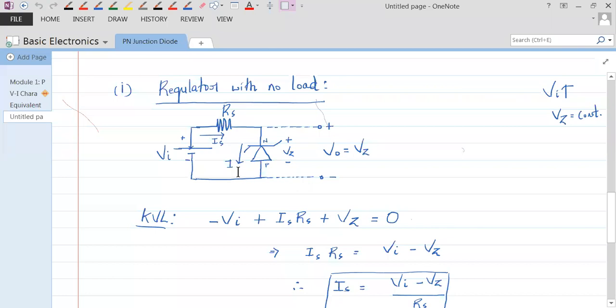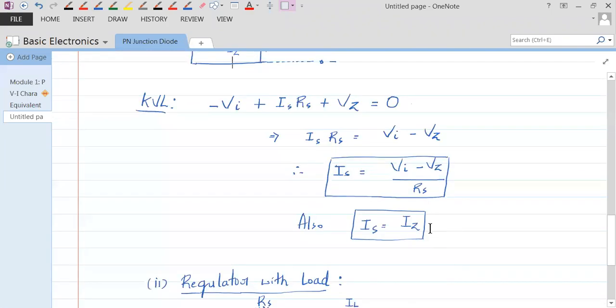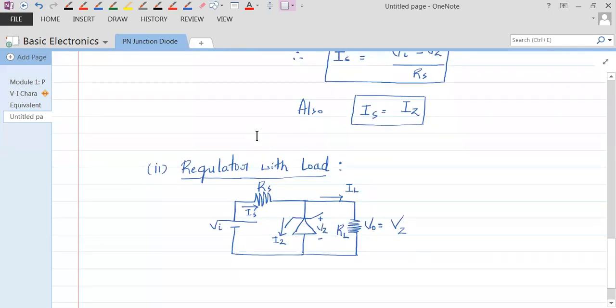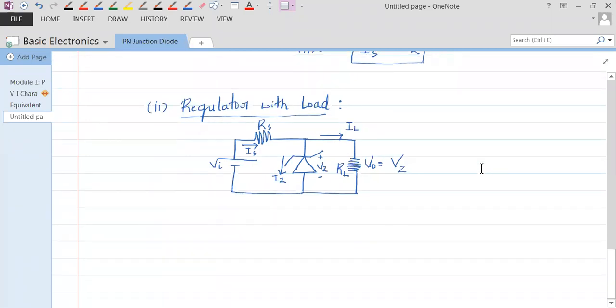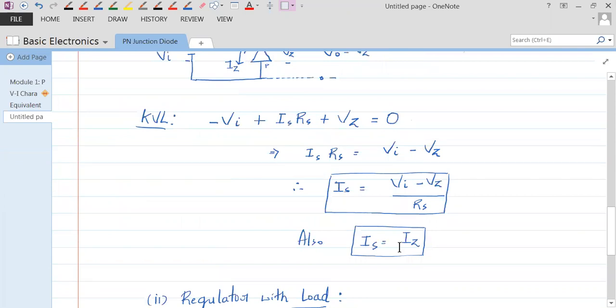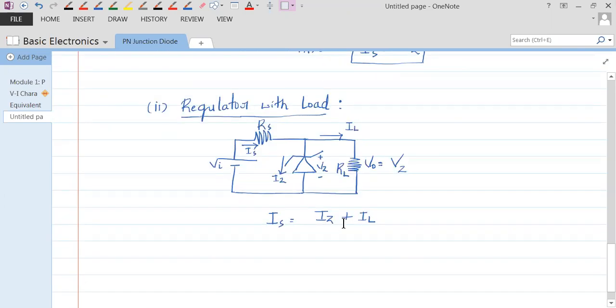This Is was Iz. In the no-load case, Is is actually equal to Iz. But here it's not equal to Iz. What is Is equal to? Is is actually equal to Iz plus the load current. Get this point, everybody? Whereas here it was Is equal to Iz, here it is Is equal to Iz plus IL.